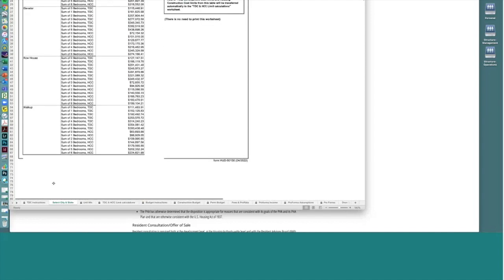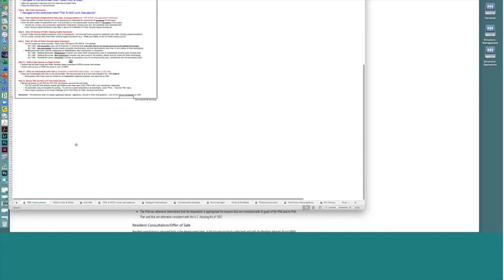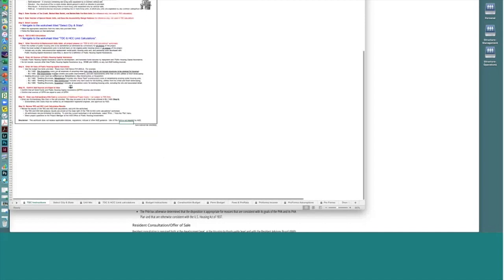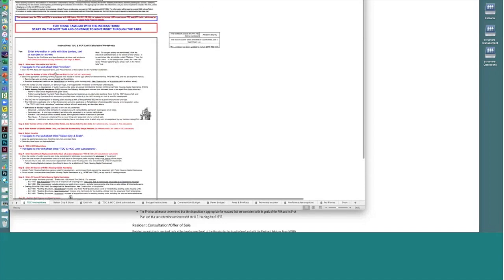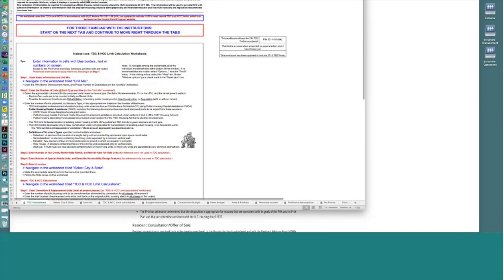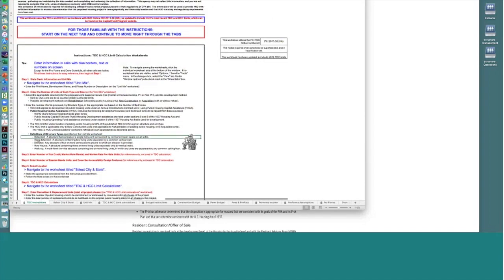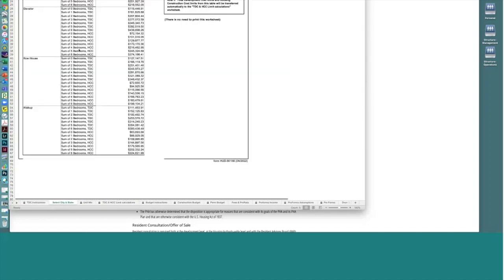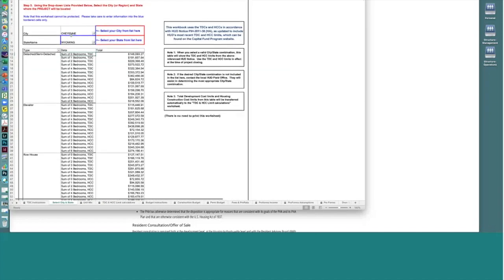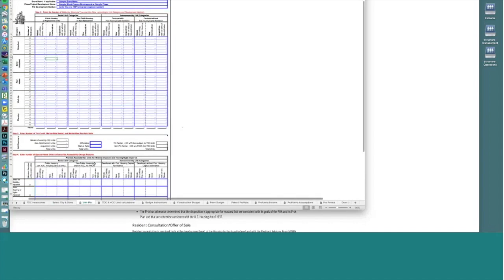There's actually, on this TDC instructions page, the definition. So if you didn't catch that, the very first tab under TDC instructions gives you right here the definition of each of those building types. So you can think about your building and pick the right one. So first thing you do is set your city and your state, and then go to this next tab called Unit Mix.